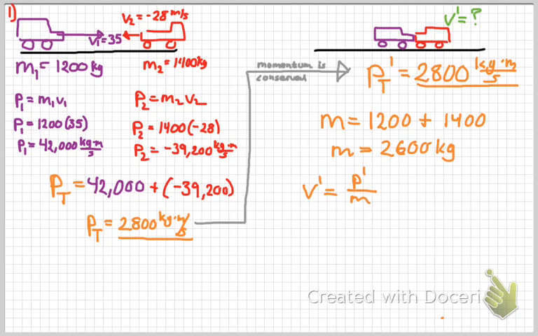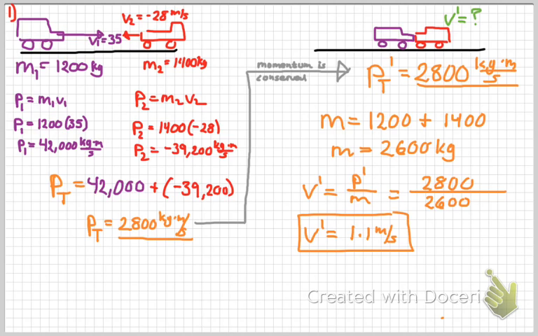So all I have to do is take the momentum of the one object, which is 2,800, divide it by the mass of that one object, which is 2,600. And when you do that, you get something like 1.1 meter per second. So the thing to remember when doing this is that they stick together. You have one mass and one momentum. So just divide the momentum by the mass to get your answer.